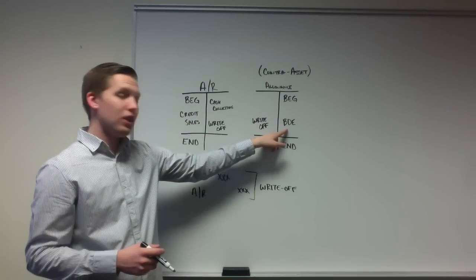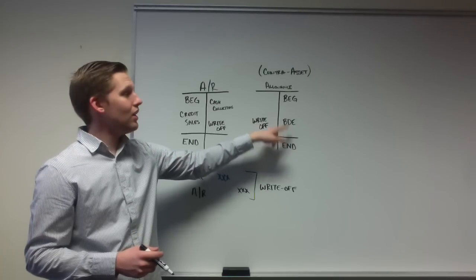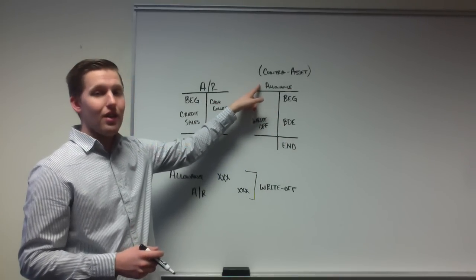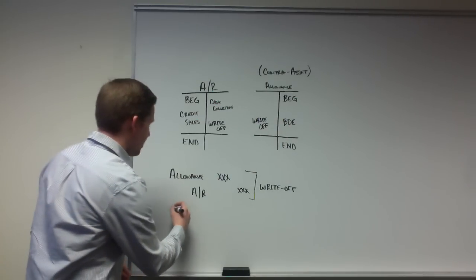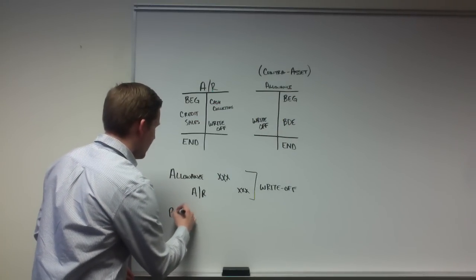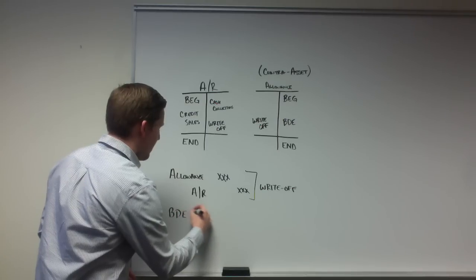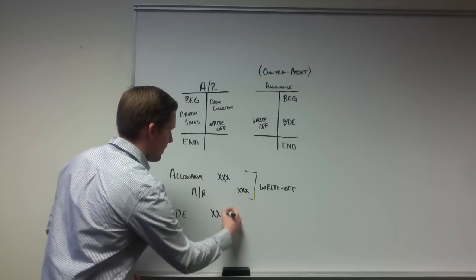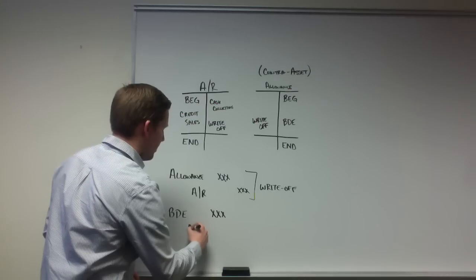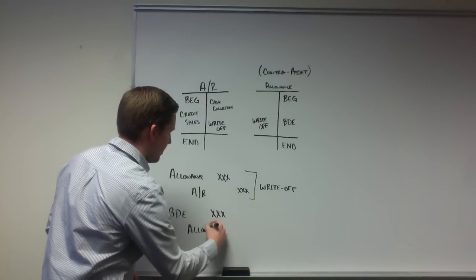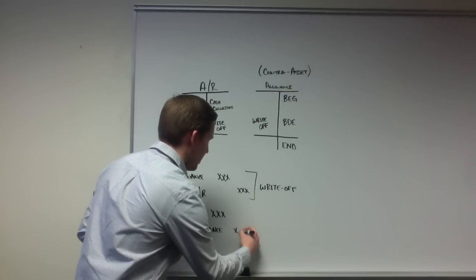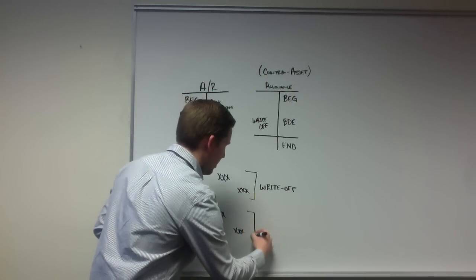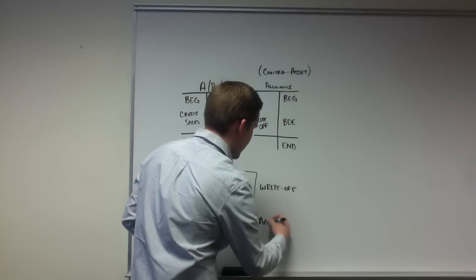But what are we really doing? We're crediting the allowance. The debit is to bad debt expense. So your journal entry, its adjusting entry at the end of the year, is to debit bad debt expense and to credit your allowance for doubtful accounts. So I'm going to explain that one more time. This is your adjusting entry.